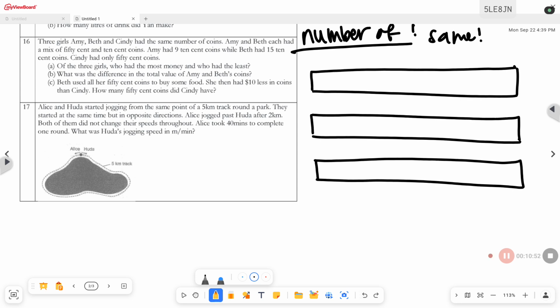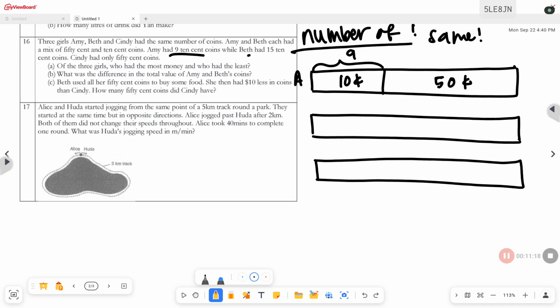They are the same. So they say that Amy and Beth have a mixture of 50 cent and 10 cent coins. They tell you that Amy has 9 10-cent coins. So what does that mean? It means that here is all purely my 10-cent coins, and I have 9 of them. So if I know I have 9, that means the rest is 50-cent coins, isn't it?